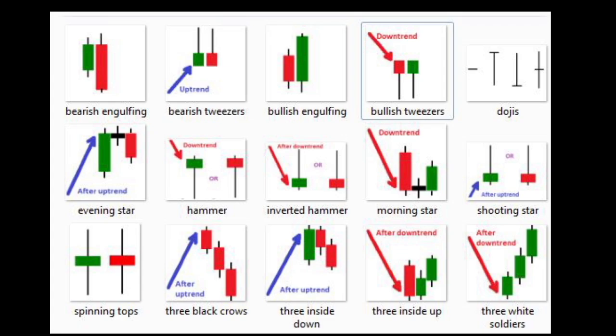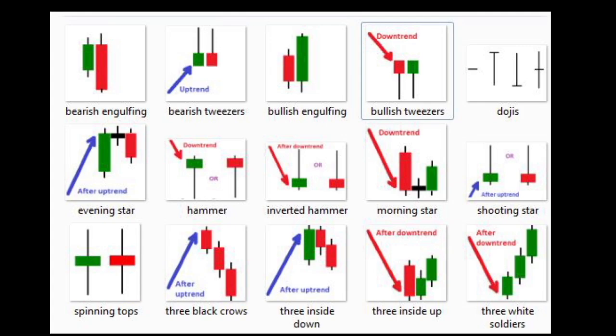Let's see here. The left bottom corner, we have the spinning tops. Now, what these do is it's a candlestick pattern that has a short body, obviously, just a little bitty body. And it has long upper and lower wicks, or shadows. Sometimes they're called that. Not always. Usually it's just called an upper and lower wick.